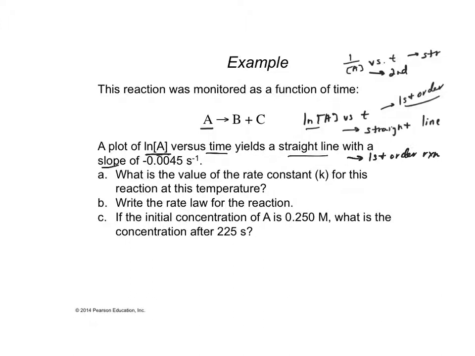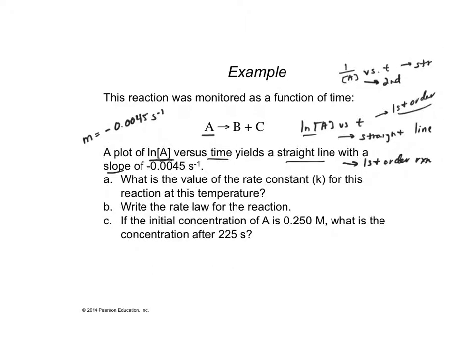The slope has a value. So m has a value of minus 0.0045, and the units here are seconds inverse, okay? The first question they ask is, what is the value of the rate constant for this reaction? We know that we got a straight line when we plotted ln of A as a function of time. So from this, ln of A is equal to minus kt plus ln of A naught.